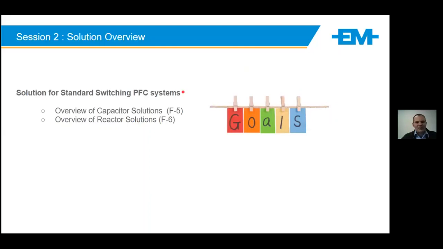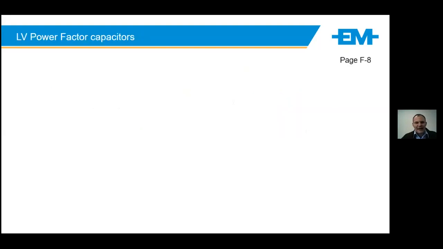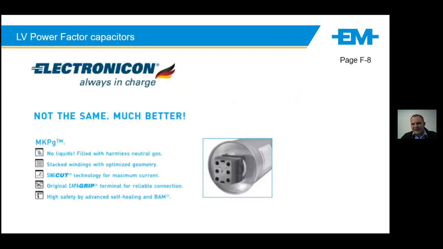Okay, so we've moved over from the controller, the contactor and power supply. And as Electromechanica, we're the agents for Electronicon. So what makes the cap special? It's neutral gas. There are no oils or anything like that in there. So it makes it very safe. Electronicon uses what we call stacked windings in their configuration.